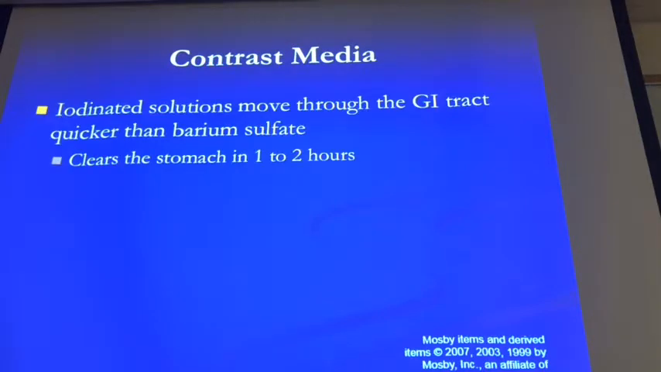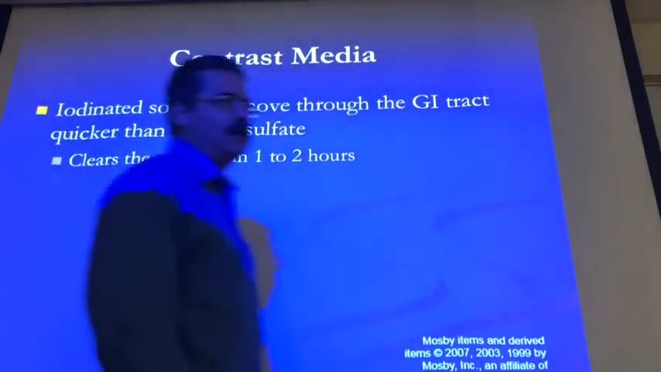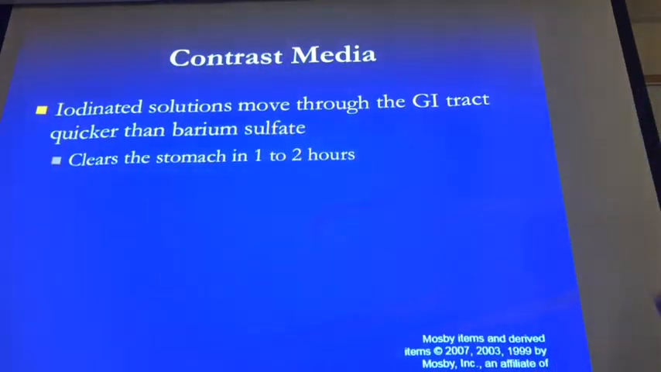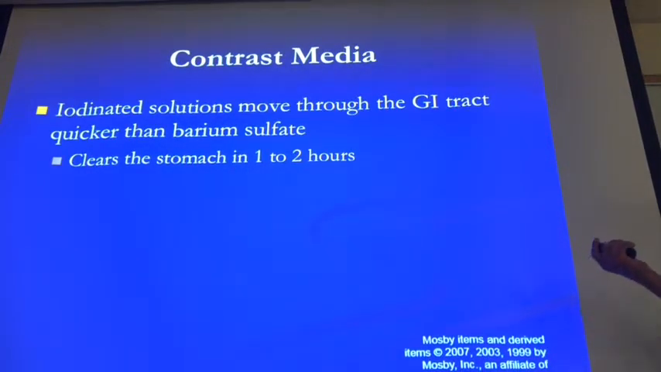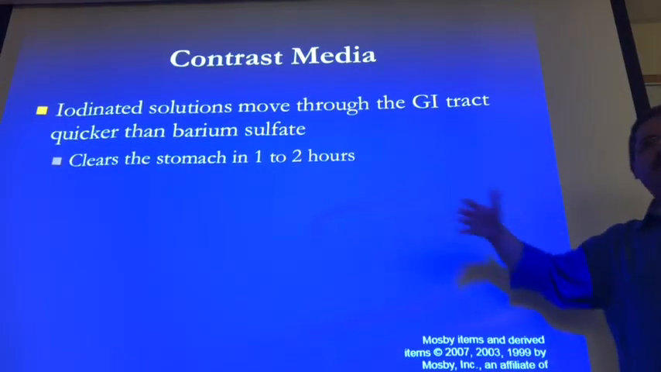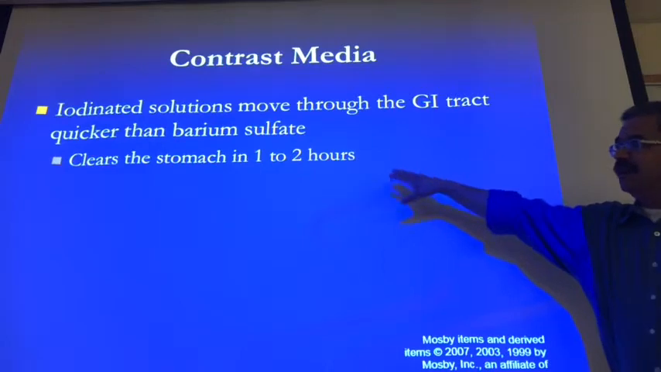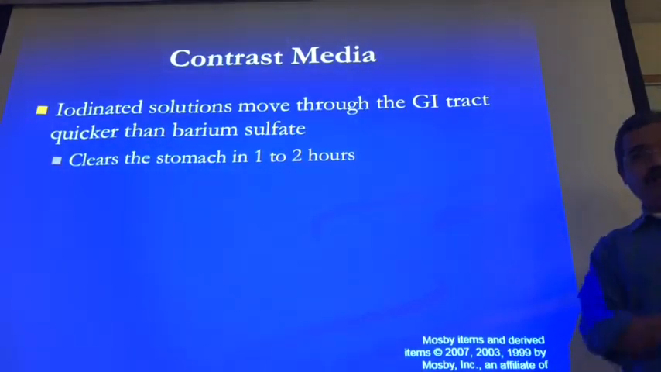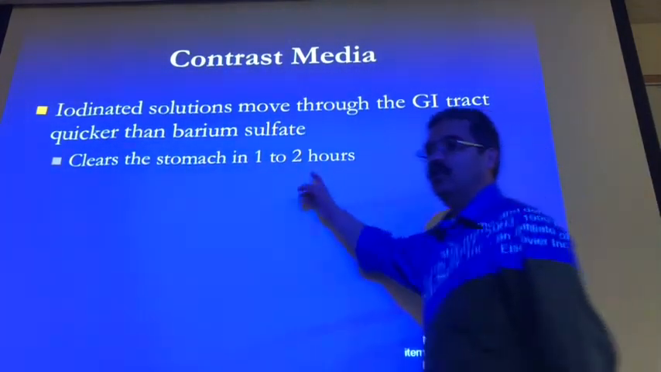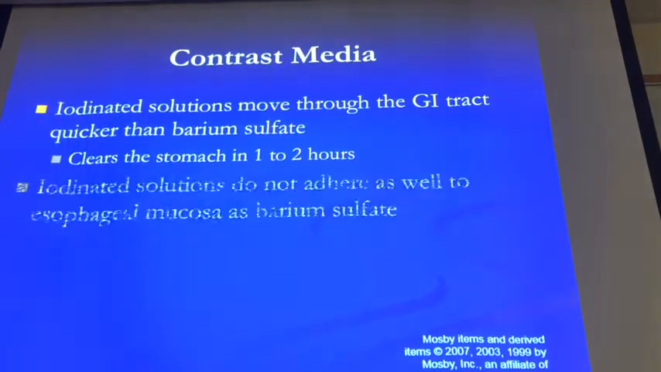So contrast media, iodinated solutions move through the GI tract quicker than barium sulfate. Clear the stomach in about 1 or 2 hours. Barium might take a little longer to clear the stomach. It depends on every patient, guys. Some patients, especially children, will move contents quickly. Within minutes, it'll be empty. But with adults, and when I say empty or clears the stomach, that means all of it has come out, it might take 1 or 2 hours just to leave the stomach.